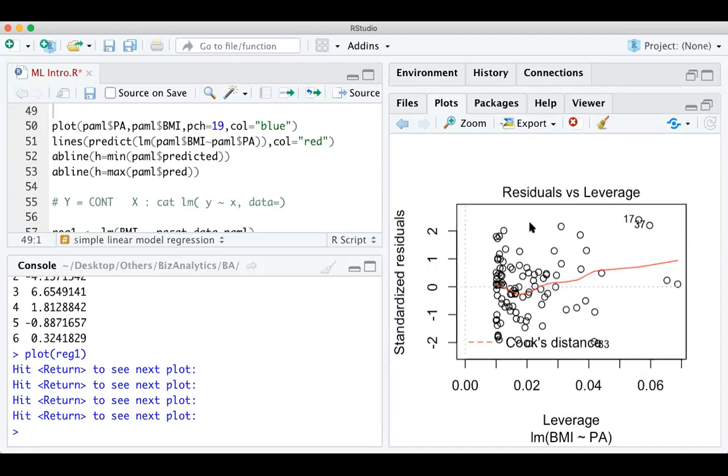Now let me go to the next plot. The next plot is residuals and leverages. Leverages means there are extreme data points that can disturb your data. That is what we call leverages. So for instance, if you remove these data points, 37 and 17, that will improve the fit. So these are the four graphs we have seen.